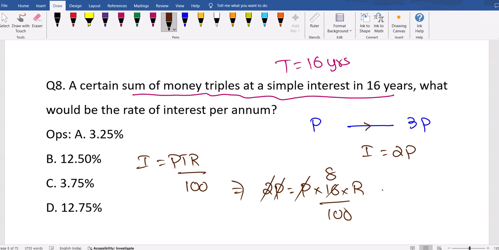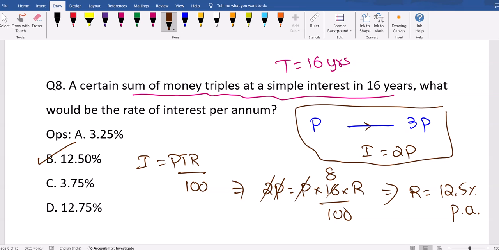8 times. So 100 divided by 8 means 12.5. 100 divided by 8 is 12.5% per annum. PA means per annum. For every 100 rupees, 12.5 rupees is the interest you are getting every year. 12.5% per annum. This is important. Interest equals 2P, that we need to understand.